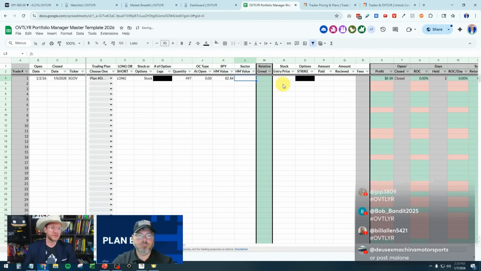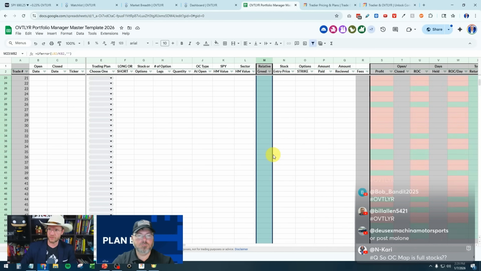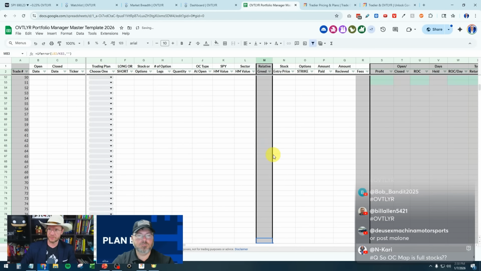Now, if I were in a sector stock like NVIDIA or Google or whatever, then I would go put in the sector heat map value right there. But we don't have that because it should. Oh man, I deleted the formula. Hang on. This will calculate the relative greed score for you. Hang on. Paste. There we go.